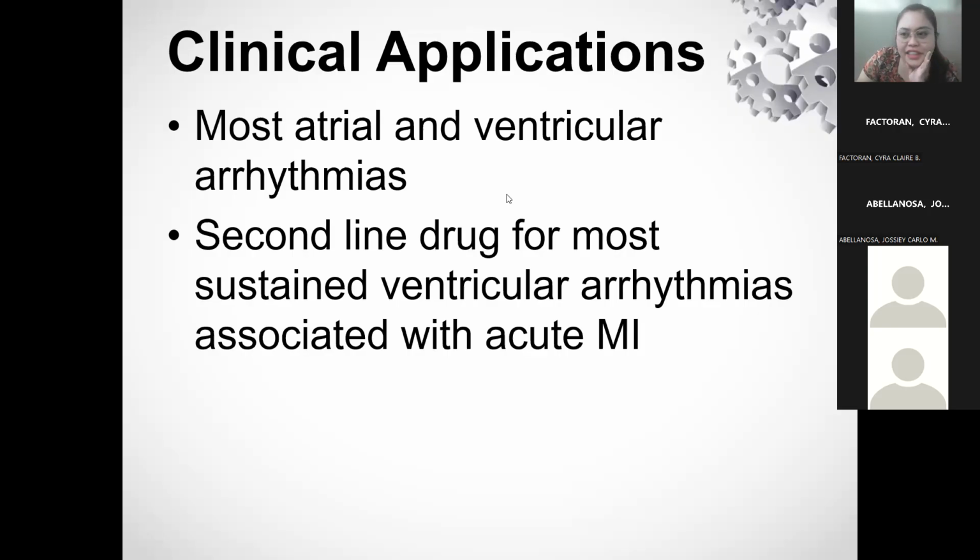Okay. So what are the clinical applications now of our procainamide? Most of the time we use this for atrial and ventricular arrhythmias. So that's both types of arrhythmias, whether it's on the ventricles or in the atrium. And they are second line drug for our most sustained ventricular arrhythmias associated with acute myocardial infarction. Okay, if the patient experiences acute myocardial infarction and then because of the myocardial infarction, the patient also experiences arrhythmia.